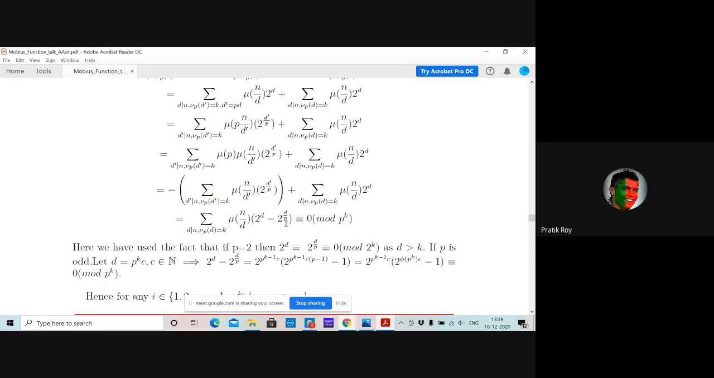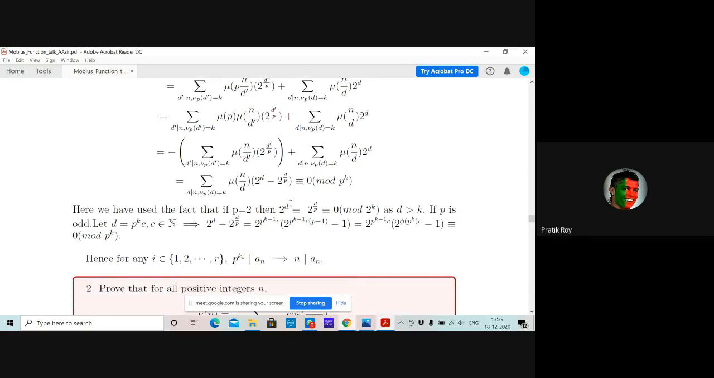Now I claim, and I proved the claim afterwards and stated it first because I was just eager to prove it, that 2 to the power d minus 2 to the power d by p is congruent to 0 mod p to the power k. That I claim. This part will be true. Now suppose p is equal to 2, then it is true right away, because 2 to the power d and 2 to the power d by p respectively are divisible by 2 to the power k, because d and d by p are greater than k, since d has some p to the power something that is obviously greater than k. So it is pretty much clear that this will be true for p equals 2.